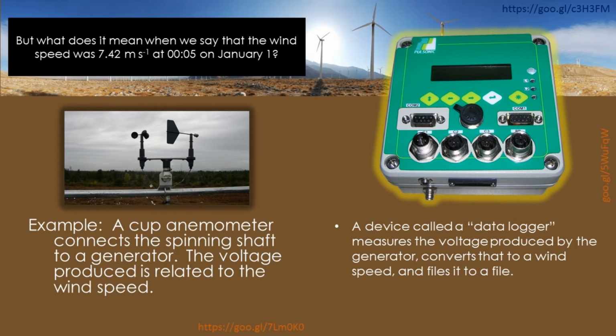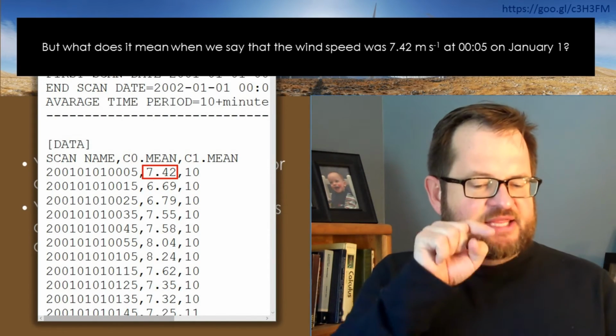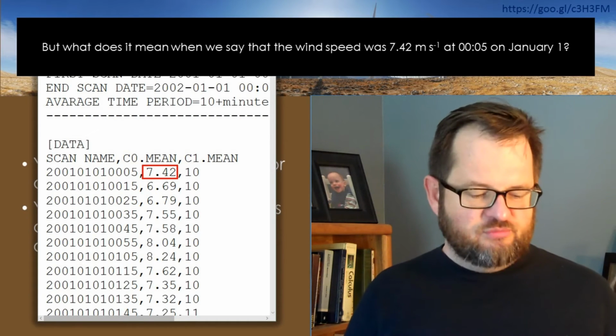Typically, if they're not being used for operational purposes and you're just trying to gather data, it's writing to some kind of very efficient SD card or USB drive, because that doesn't take a lot of power the way powering antennas does. So okay, we've gotten the data logger to write a file that told us that at 5 minutes after midnight on January 1st, the wind speed was 7.42 meters per second.